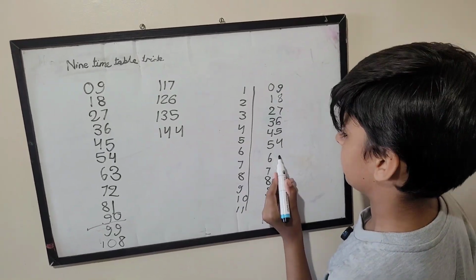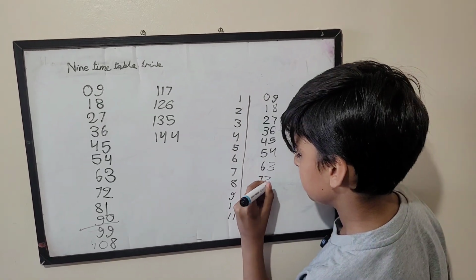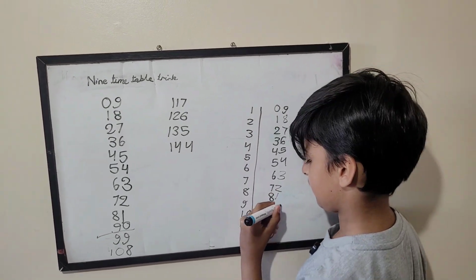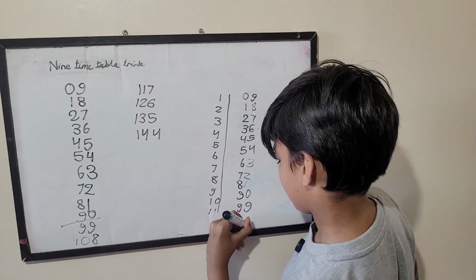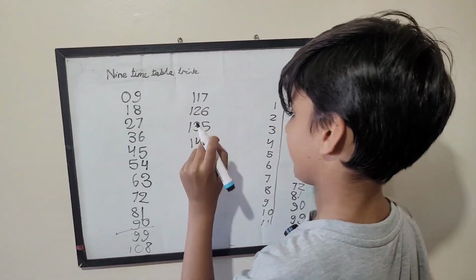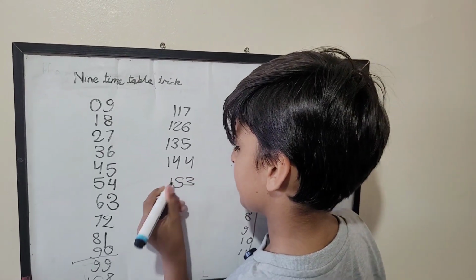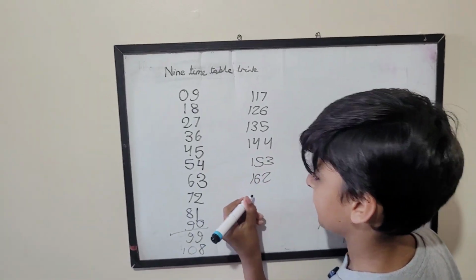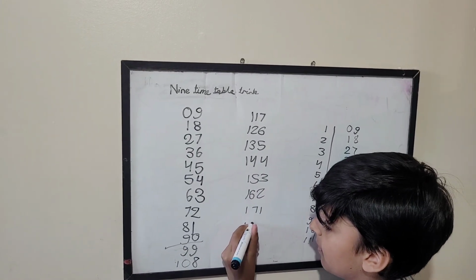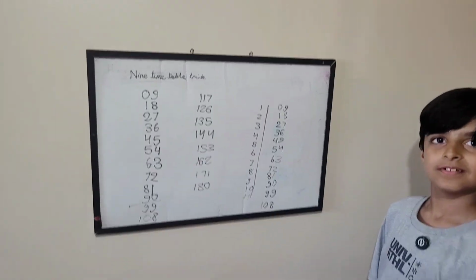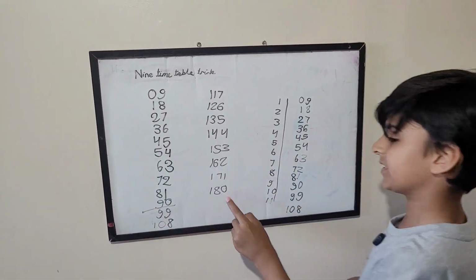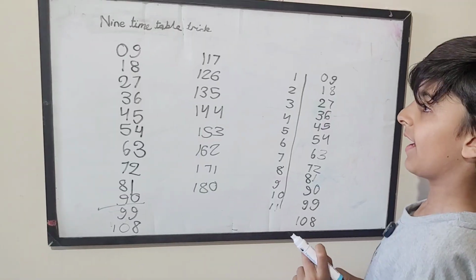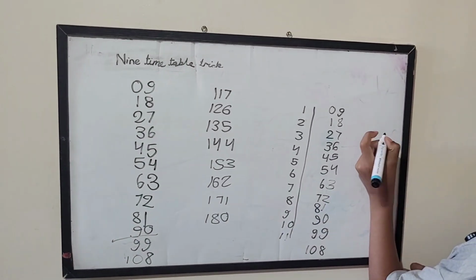And 7 times 9, which is 63. And then 2, 1. And 0. And then 9, 8, 7, 6, 5, 4, 3, 2, 1, 0. So this is the 9 times table up to 1 times 9 to 20 times 9. And you can keep writing these numbers.